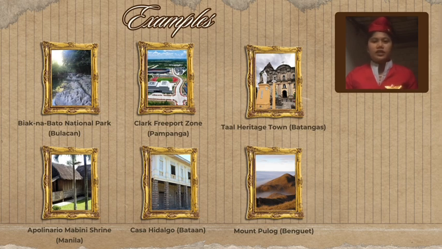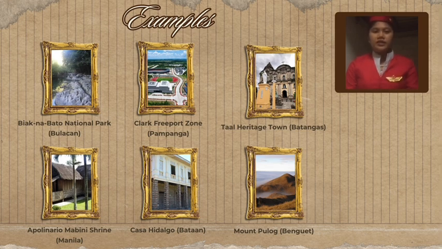The second one is Clark Freeport Zone in Pampanga. A former U.S. military base, it now showcases a fusion of American and Filipino influences, representing the country's modernization and cultural evolution, making it a significant cultural property. The third is Taal Heritage Town in Batangas. This charming town, nestled near the iconic Taal volcano, offers glimpses into the country's rich history. It boasts colonial-era structures, churches, and museums showcasing the region's unique cultural heritage.